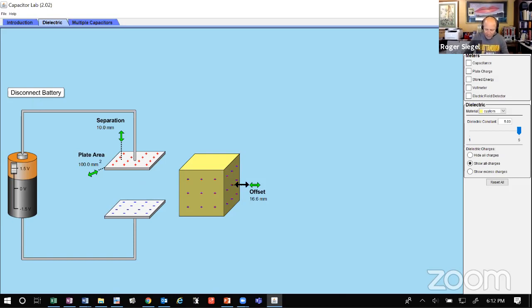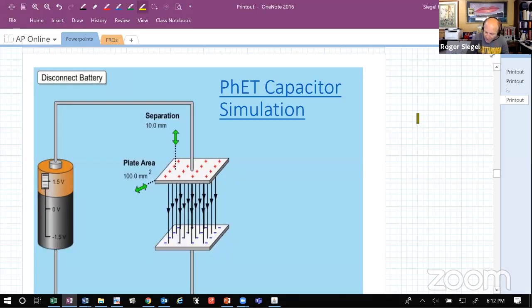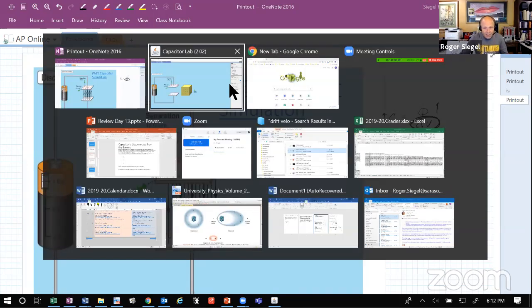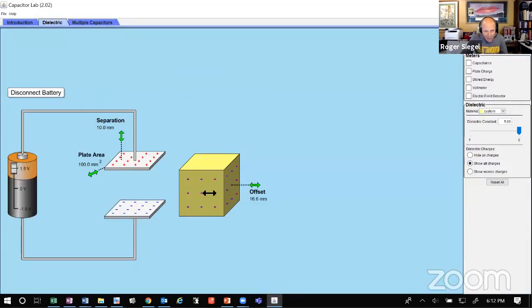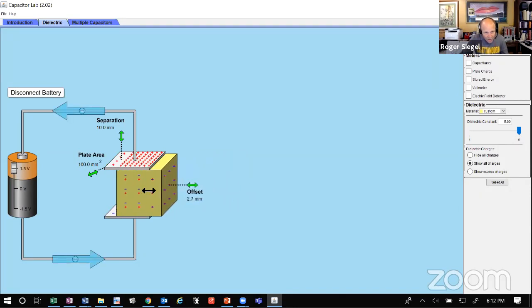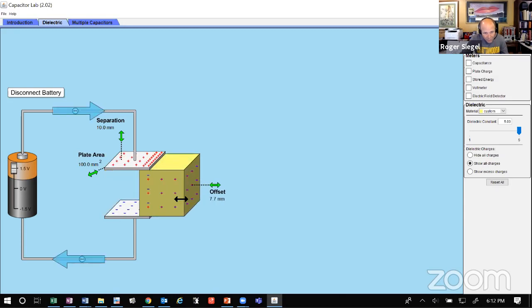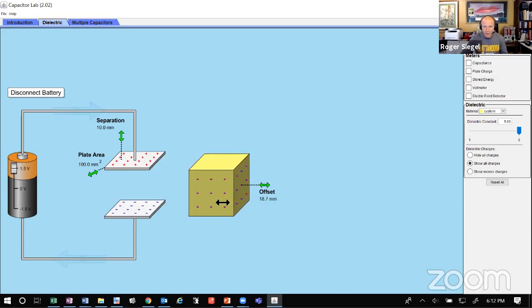Now, what did we just say about that? Well, we said the capacitance is equal to Q over delta V. So if I leave the battery connected, that means my delta V is constant. If my capacitance goes up, my charge will go up. Let's take a look at that. I'm going to leave this connected, and you're going to see as my capacitance goes up, my charge goes up like that. More charge. That's a beautiful thing.